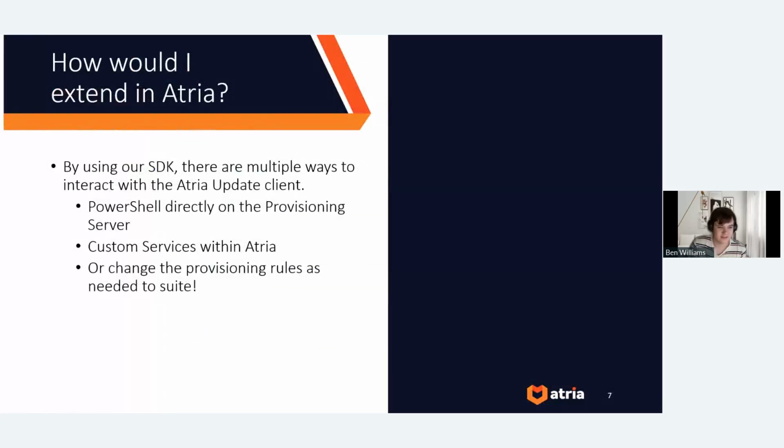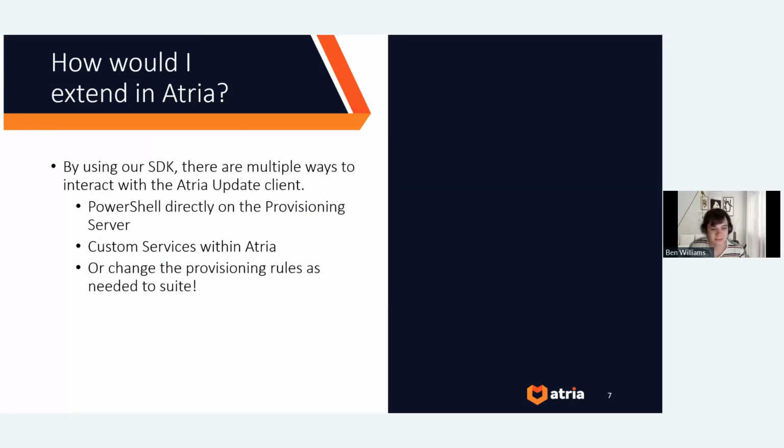So how would I extend this in Atria? By using our SDK, there are multiple ways to interact with the Atria Update Client. You can open up a PowerShell window on the provisioning server, get the environment ID of what you're trying to manage, and start running scripts against it. That's a very easy way for a system administrator to push out updates to all of their environments when they're doing an update, or if they've created a script that does reporting of users on those private environments, you can run it and get the data back.